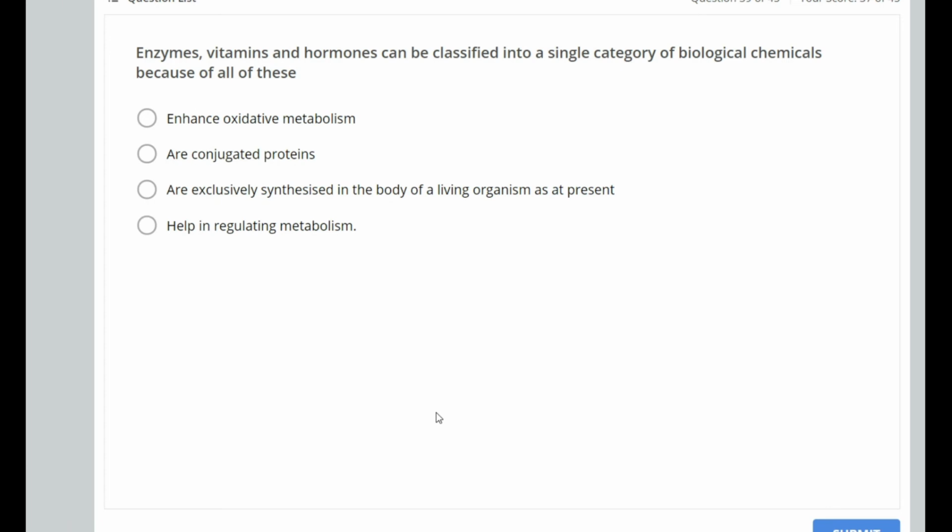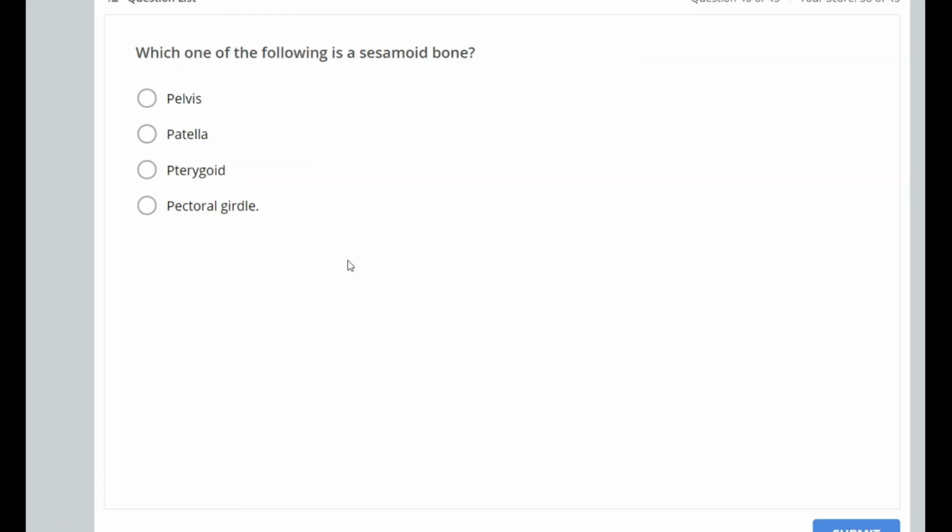Enzymes, vitamins, and hormones can be classified into the single category of biological chemicals because all of these enhance oxidative metabolism, or are conjugated proteins, or are exclusively synthesized in the body of a living organism at present, or help in regulating the metabolism. Option D, help in regulating metabolism, is the right answer.